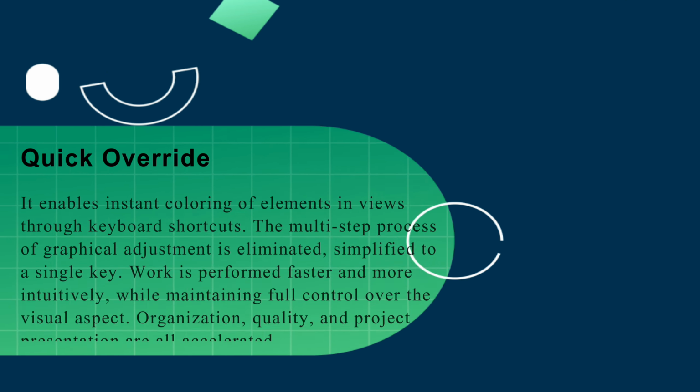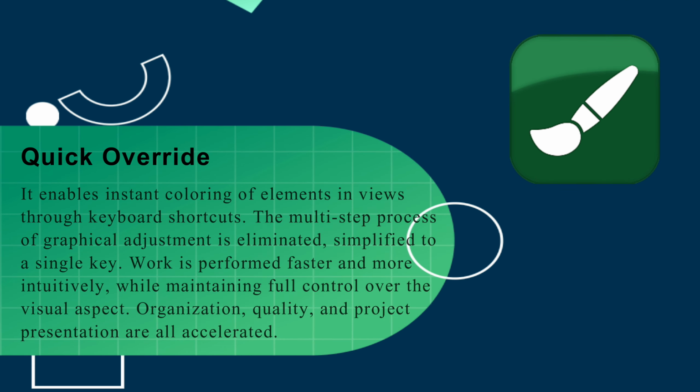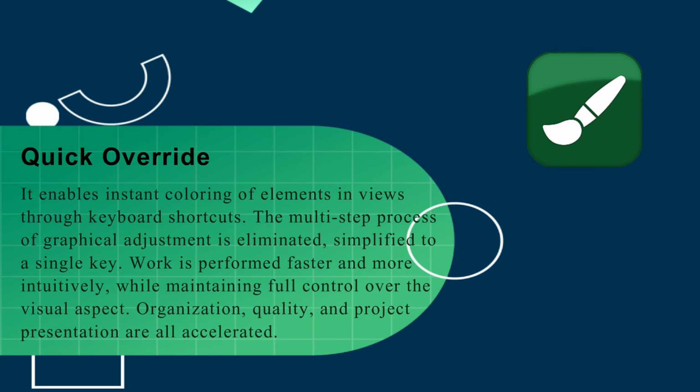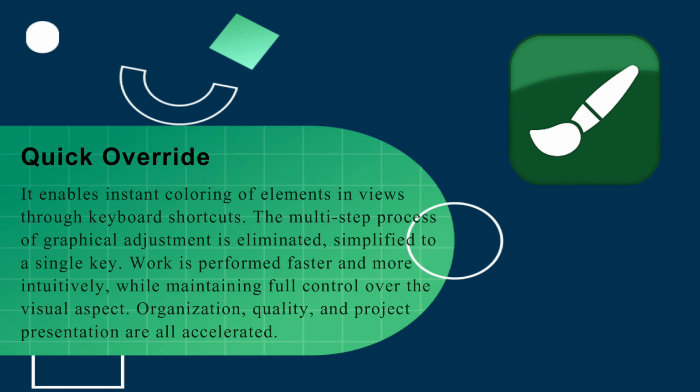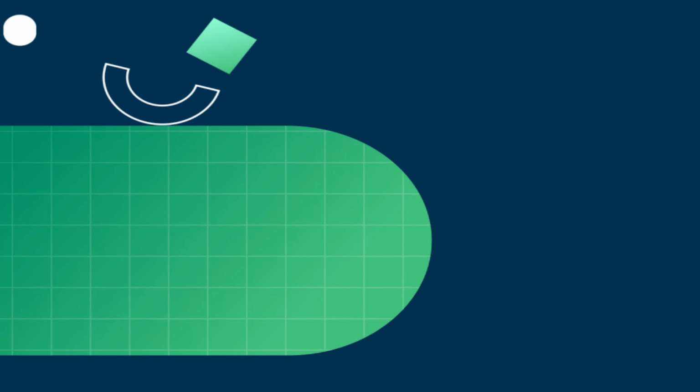Quick Override. It enables instant coloring of elements in views through keyboard shortcuts. The multi-step process of graphical adjustment is eliminated, simplified to a single key. Work is performed faster and more intuitively while maintaining full control over the visual aspect. Organization, quality, and project presentation are all accelerated.